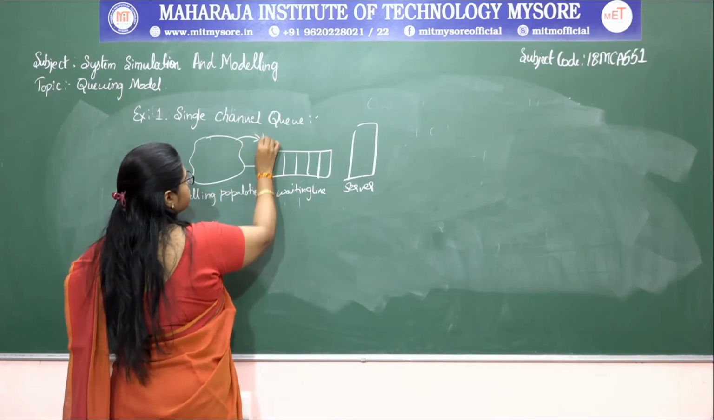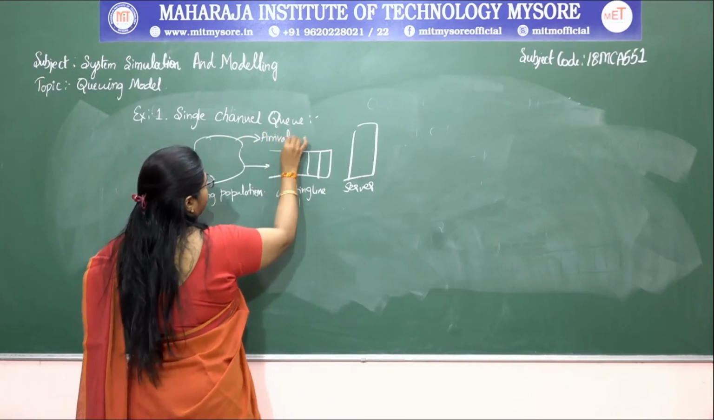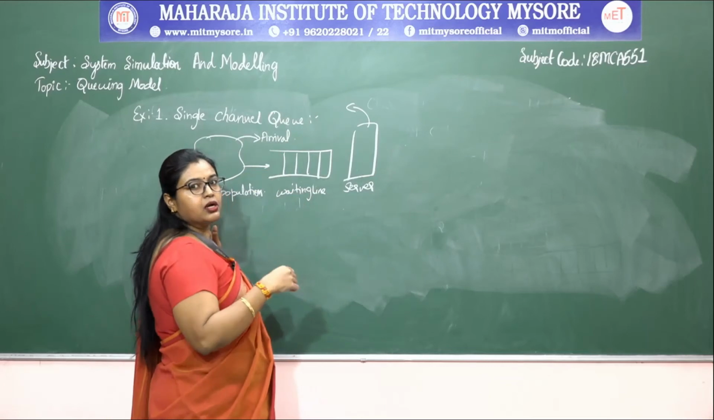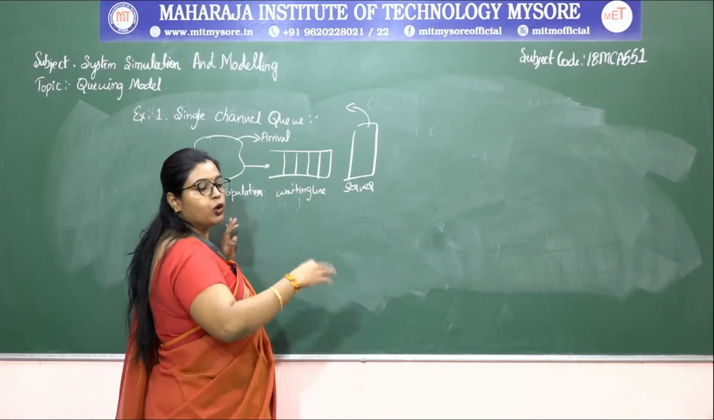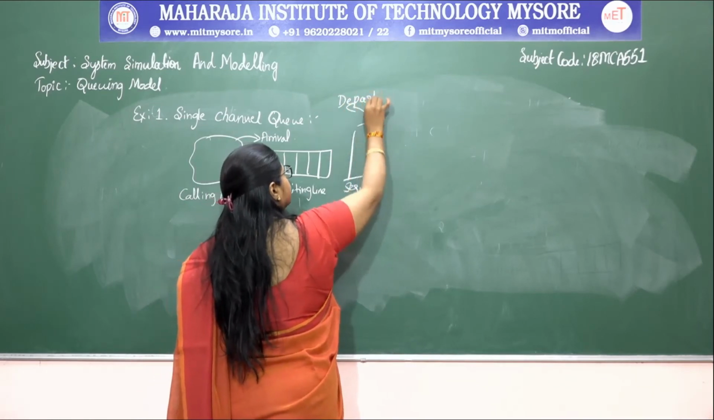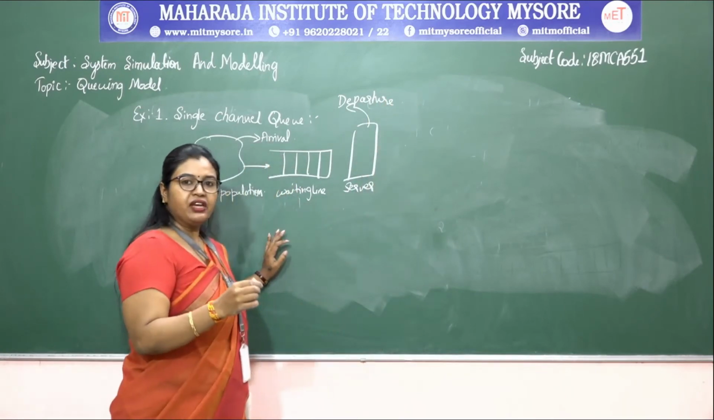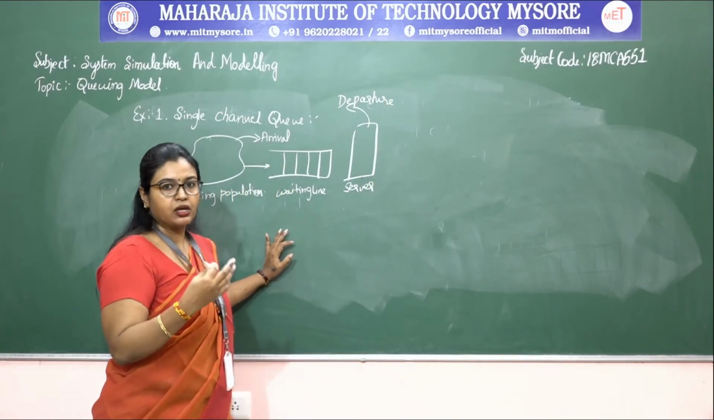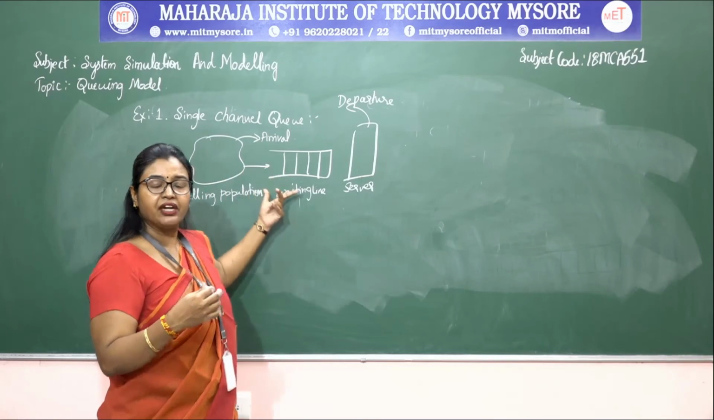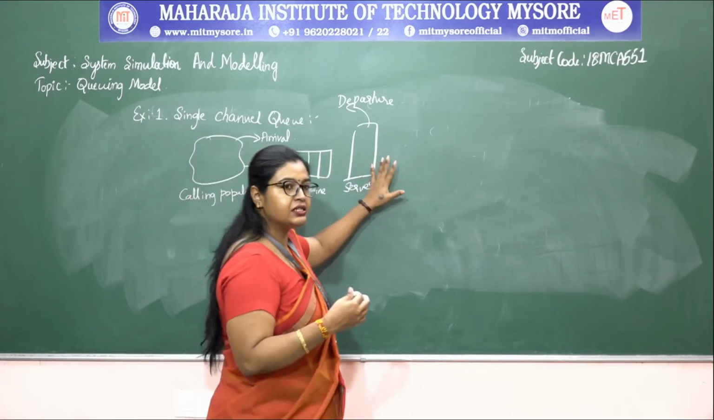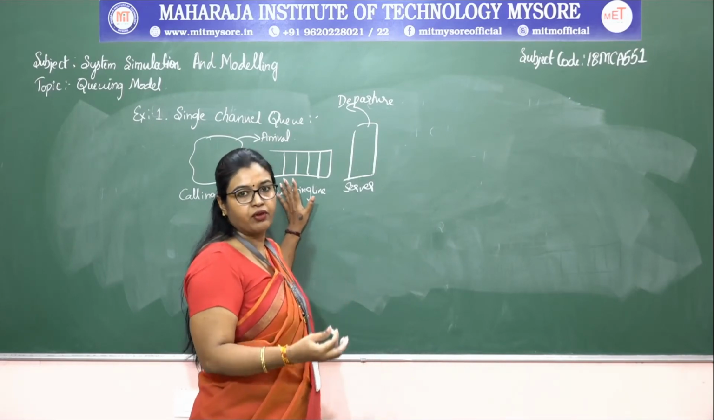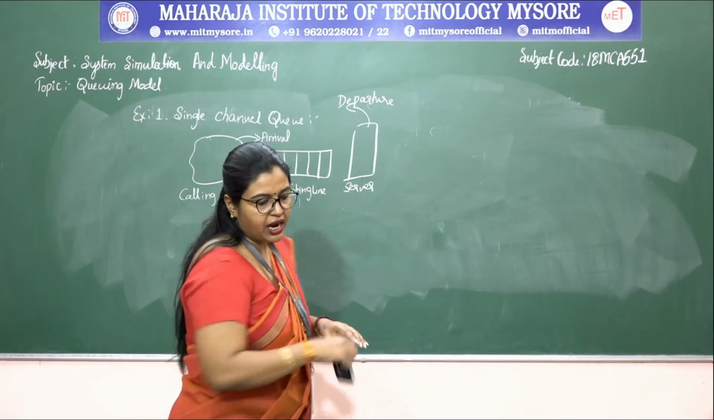This process is called arriving, and once he gets the service, the next process is, he may come back to the calling population, or else he can go out of the system. So that is the departure event. Two types of events occur, arrival and departure. We need to think of what happens when the customer arrives into the system, and when the customer leaves the system, what is the state of that particular waiting line.